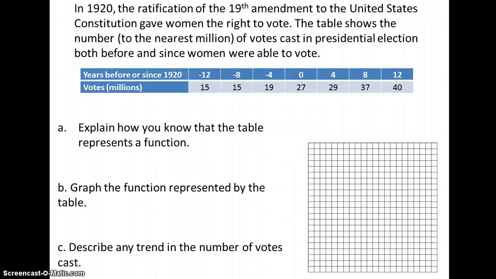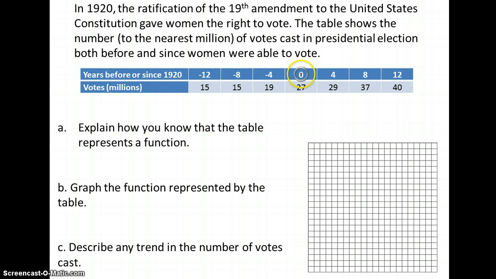Finally, we have a word problem. In 1920, the ratification of the 19th Amendment to the United States Constitution gave women the right to vote. The table shows the number to the nearest million of votes cast in presidential elections before and since women were able to vote. Years before or since 1920. So at negative 12, that would be 12 years before 1920, 1908.